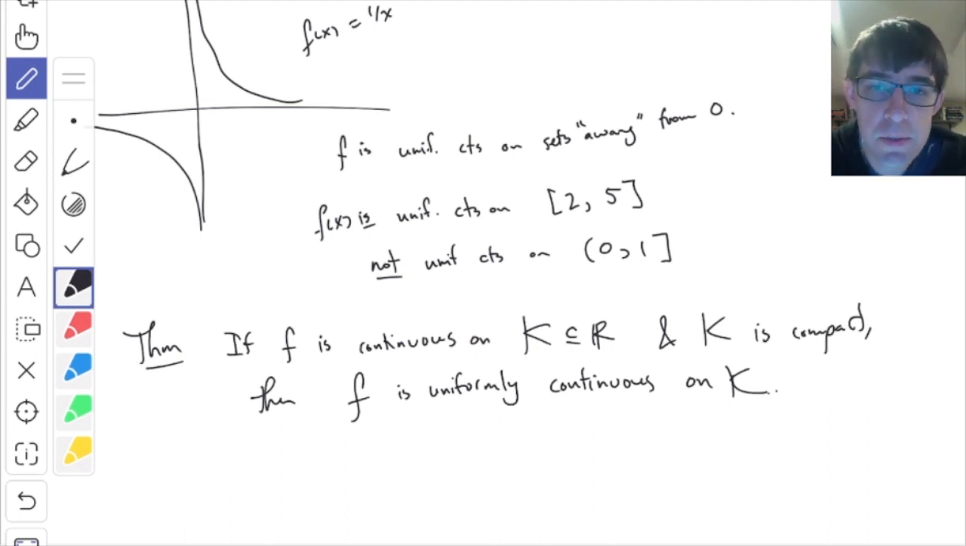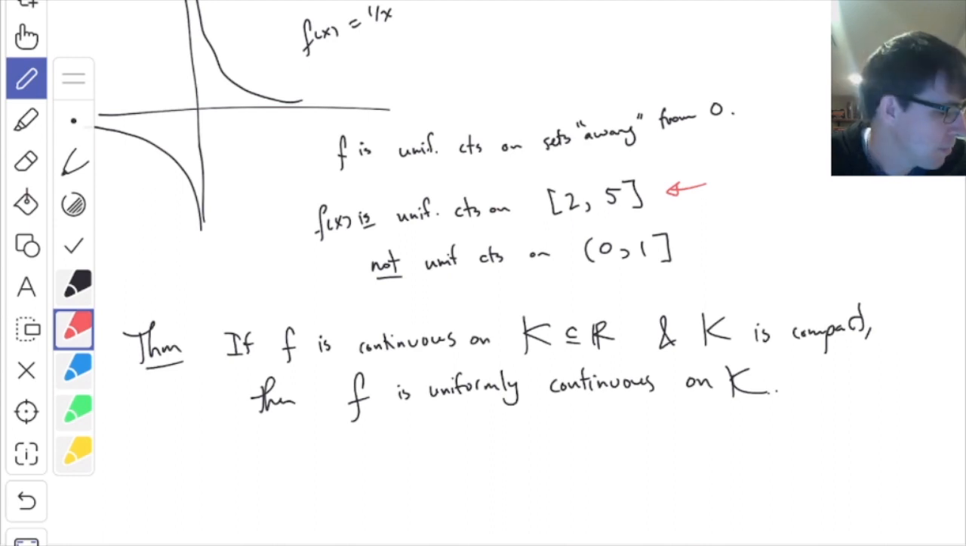If it's continuous on that set and the set happens to be compact, it is automatically uniformly continuous on that set. So for instance, right here, this is immediately true because I know f of x, this 1 over x, is continuous on the interval 2 to 5. And since the closed interval 2 to 5 is compact, automatically it is uniformly continuous. That's the compactness.